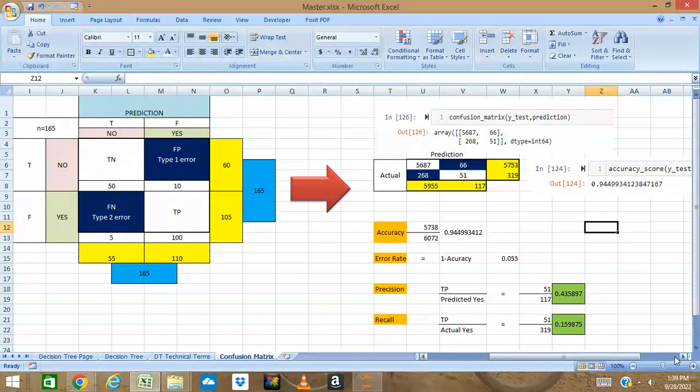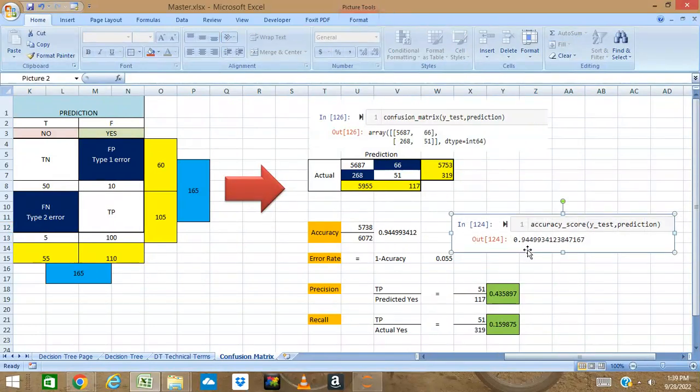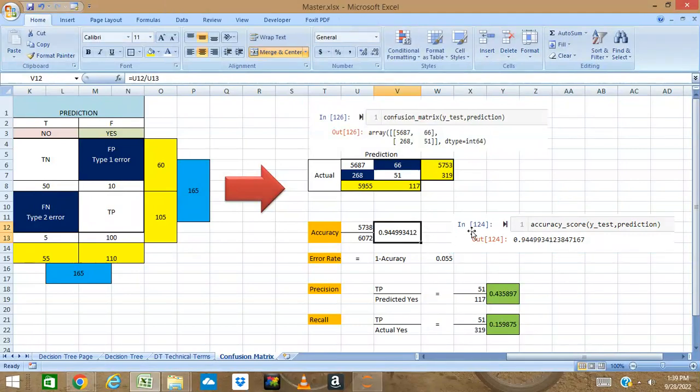If you see the answer, whatever you got from the Python coding is the same, 94.493. You can see everything is matching here. This is the same concept. If I try to find out the error rate of this bank data model, my error rate means 100% of the data minus my accuracy, of course. So it's 0.05 as the error rate.